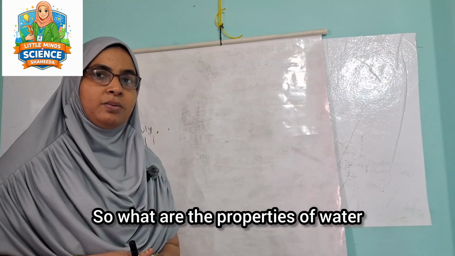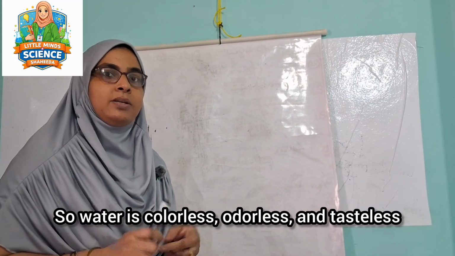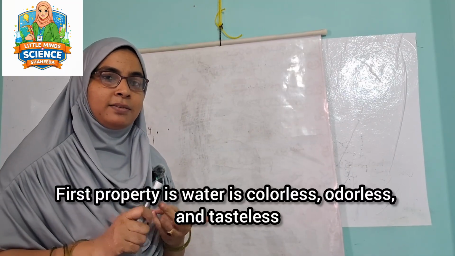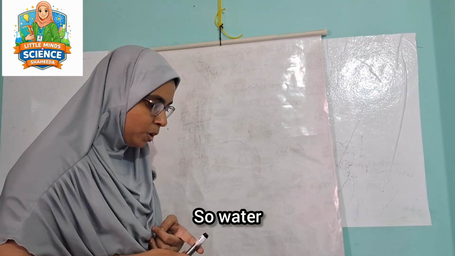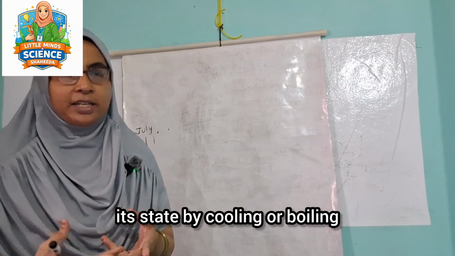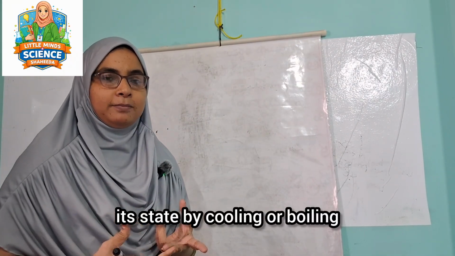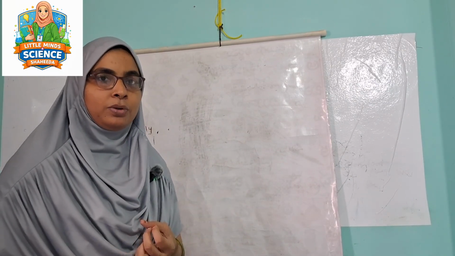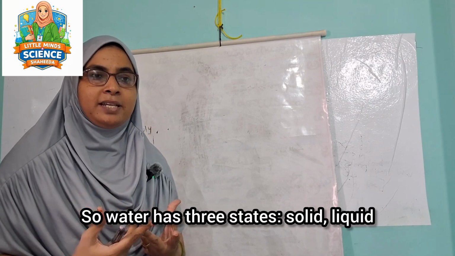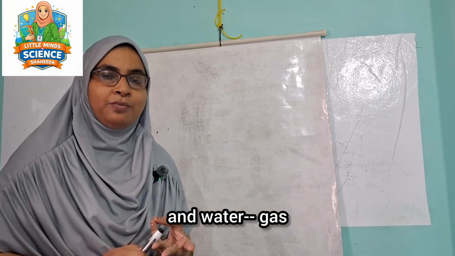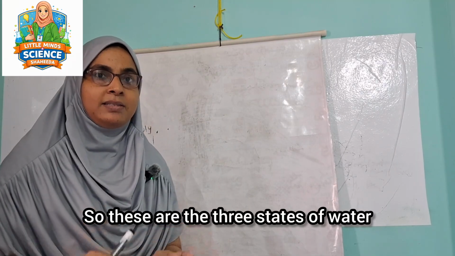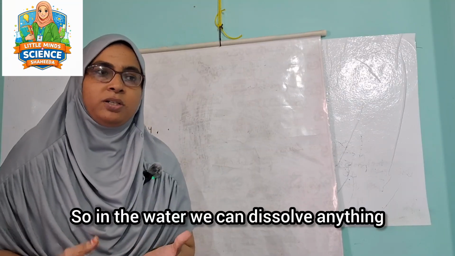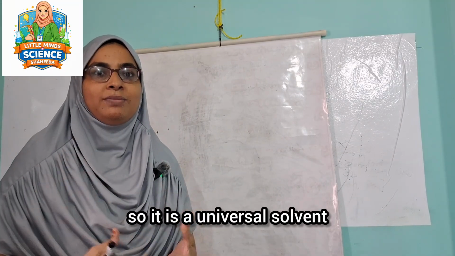What are the properties of water? First property is water is colorless, odorless and tasteless. Water can change its state by cooling or heating. Water has three states: solid, liquid and gas. These are the three states of water. And water can dissolve anything, so it is a universal solvent.